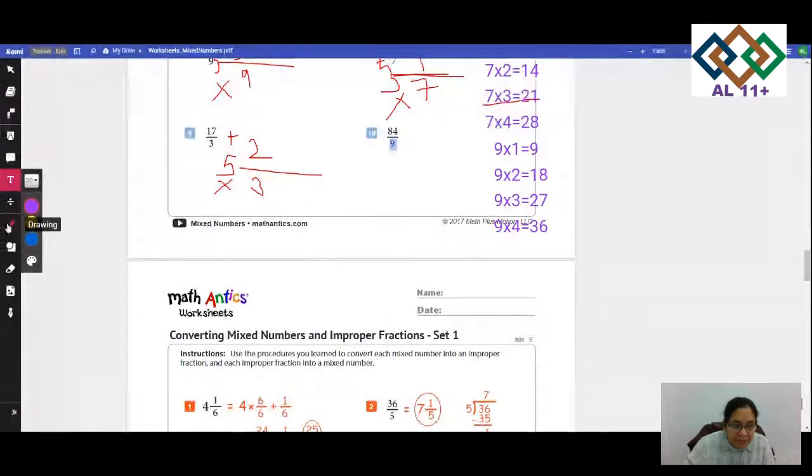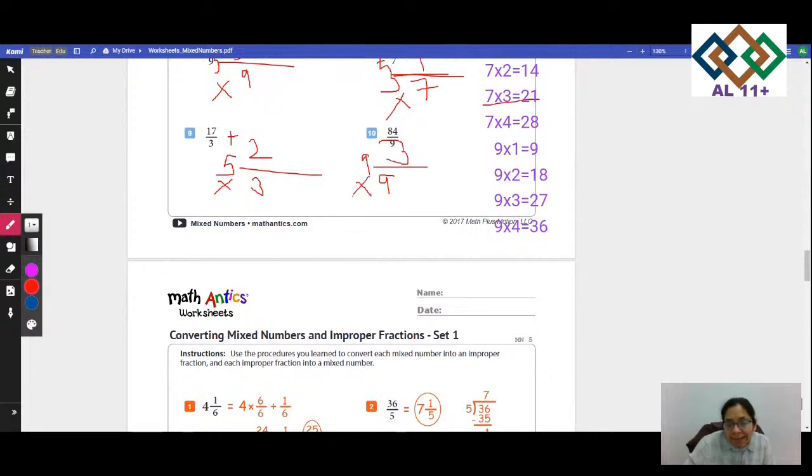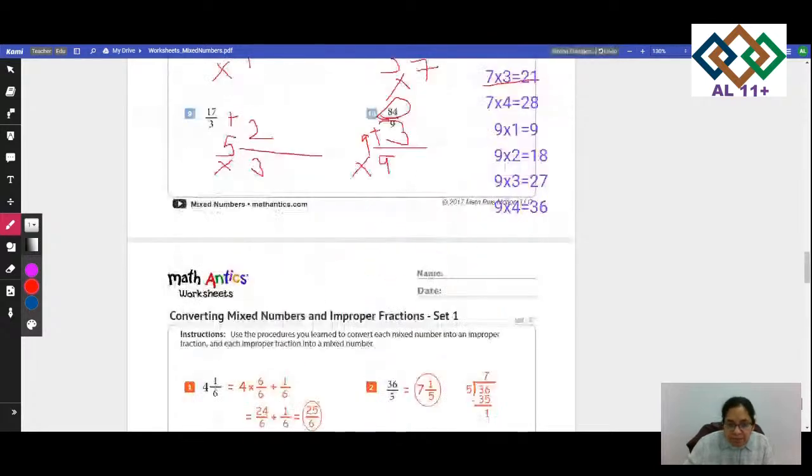So let's use a pen now. 9 multiplied by 9 is 81. What in 81 you will add to give 84? That would be 82, 83, 3. So remember that we are multiplying this and we are adding this. 9 multiplied by 9 is 81. What in 81 you will add to get to 84? You will be adding 3.